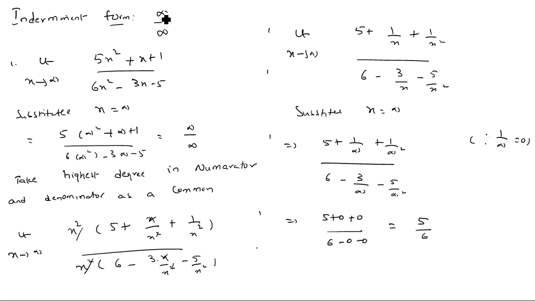So this problem belongs to the indeterminate form of infinity by infinity. Here x approaches infinity. First we substitute x is equal to infinity in this one, and we get infinity by infinity. Here what is the process? The main step is, which has the highest degree, take it as a common. Here x square is the highest degree, so x square can be taken as a common in numerator. Similarly, the highest degree is x square in denominator, take x square as a common.